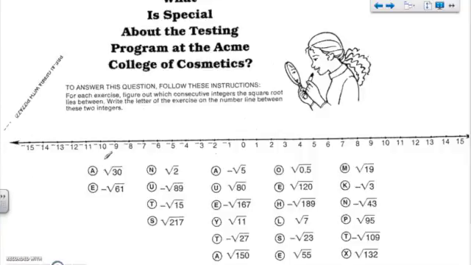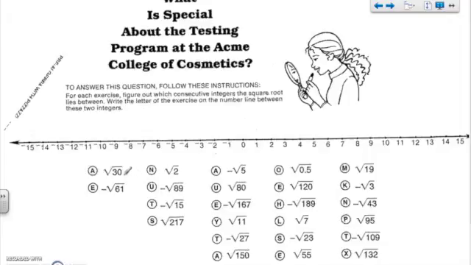So let's just look at this first one here. A, the square root of 30. Now our instructions are that for each exercise we're to figure out which consecutive integers the square root lies between. Now just some vocabulary, consecutive integers means two integers that come right after another. So for example 3 and 4 would be consecutive integers, or -8, -7. And then once we find those two numbers that the square root is between, we're going to write the letter of the exercise on the number line between these two integers.